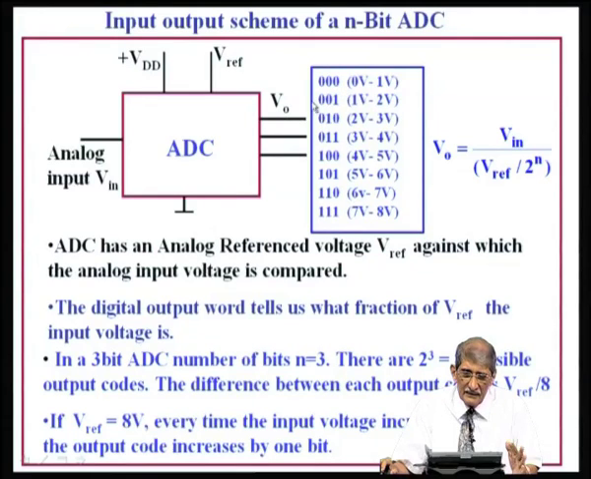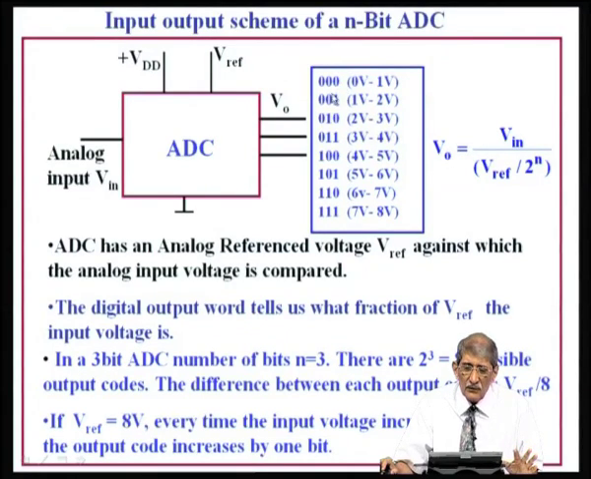Now, 000 in the ADC would correspond to an analog voltage of anywhere between 0 and 1. 001 would correspond to anywhere between 1 and 2. So, you can see the voltage has gone up from 0 to 1, 1 to 2, 2 to 3, 3 to 4.